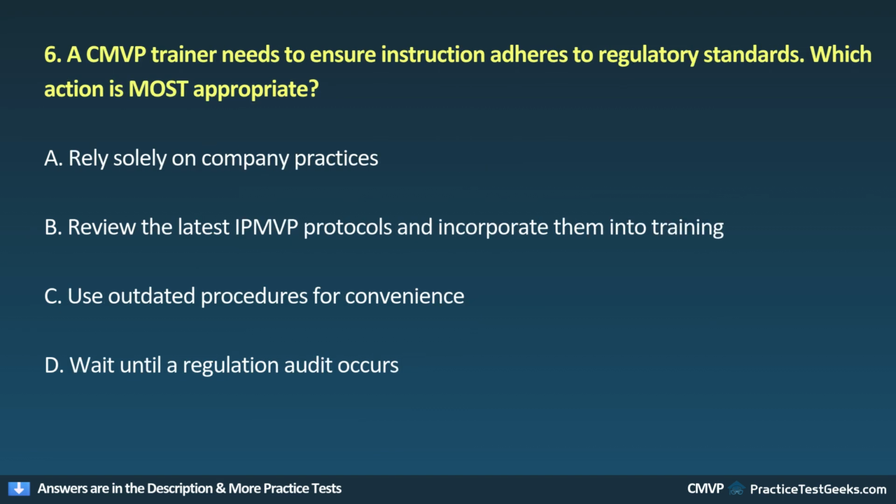6. A CMVP trainer needs to ensure instruction adheres to regulatory standards. Which action is most appropriate? A. Rely solely on company practices. B. Review the latest IPMVP protocols and incorporate them into training. C. Use outdated procedures for convenience. D. Wait until a regulation audit occurs.